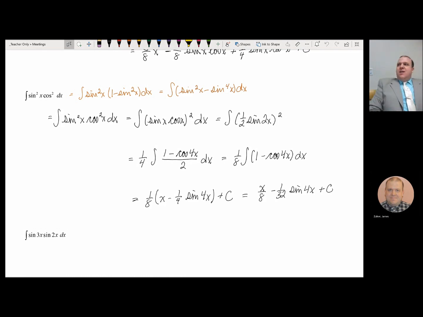What about sine of 3x times sine of 2x? All right, so now the angles are different. If it was a sum, it would be simple, right? Sine of 3x plus sine of 2x, that antiderivative is really simple, but it's not, it's a product. And anti-differentiation does not distribute across multiplication.